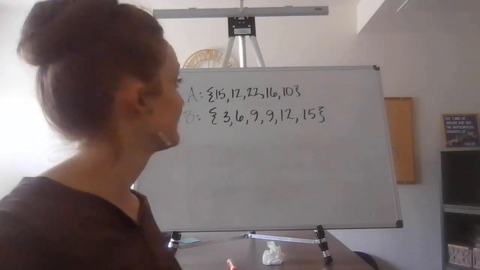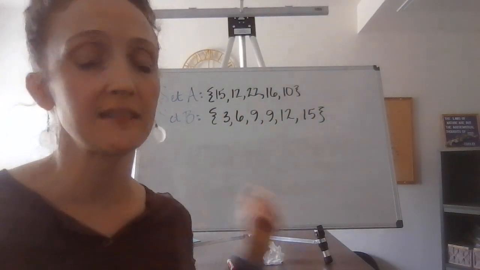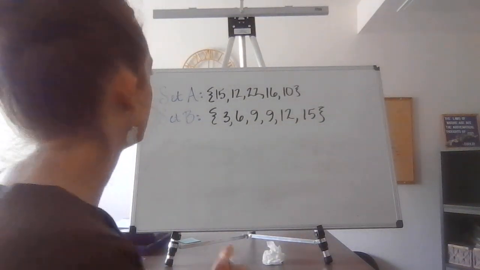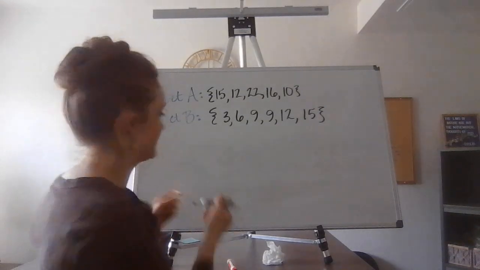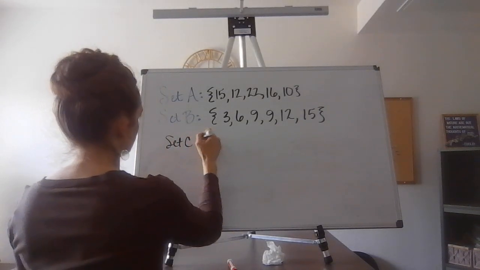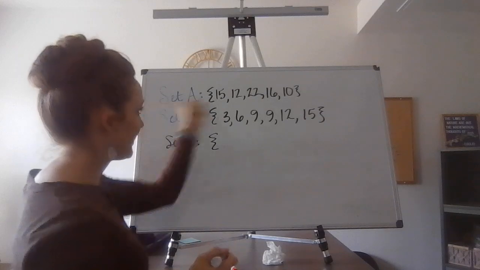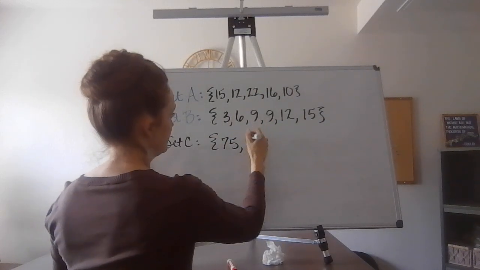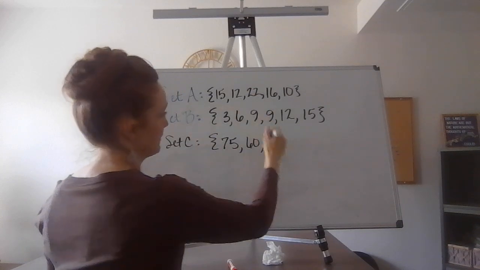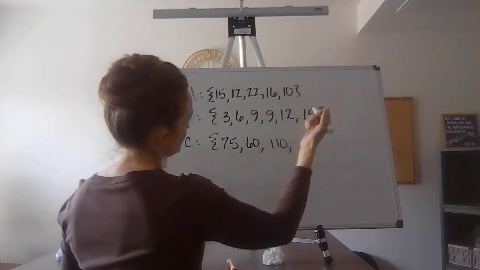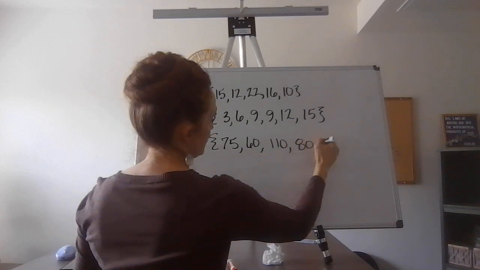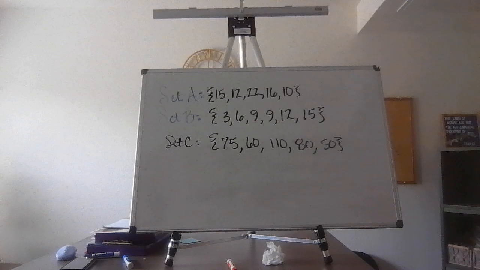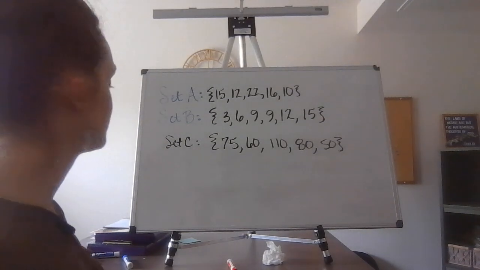Your in-class assignment asks you to take all the values in set A and multiply each of them by 5, so that our new set would be, let's call it, set C. 5 times each of these things. 15 times 5 is 75. Then we'd have 60. 22 times 5 is 110. 16 times 5 is 80. And 10 times 5 is 50. So everything's been multiplied by 5.